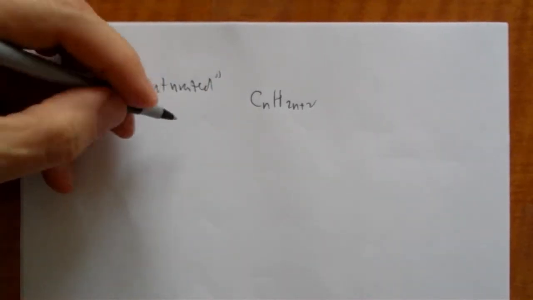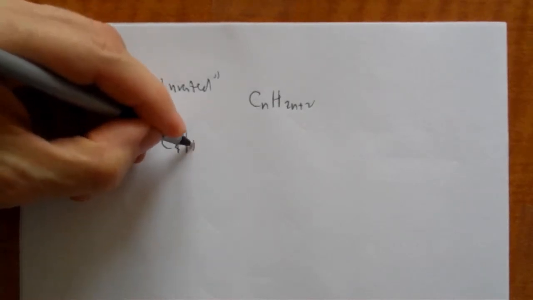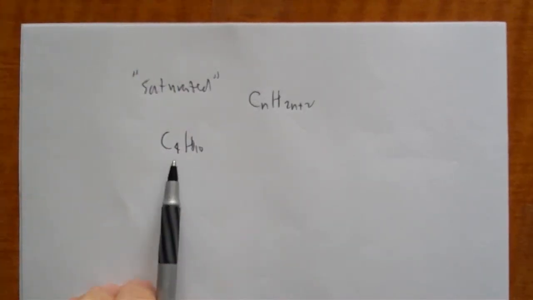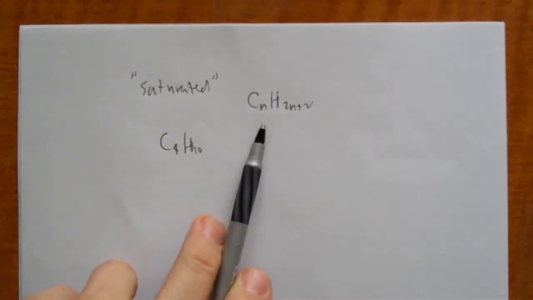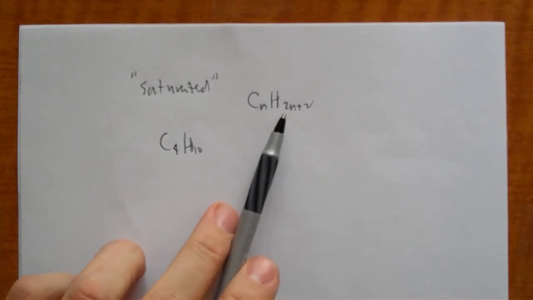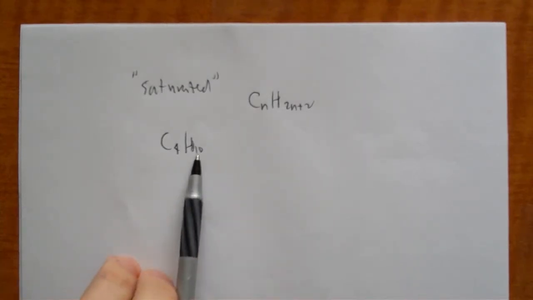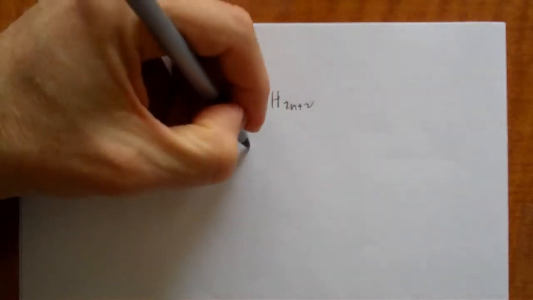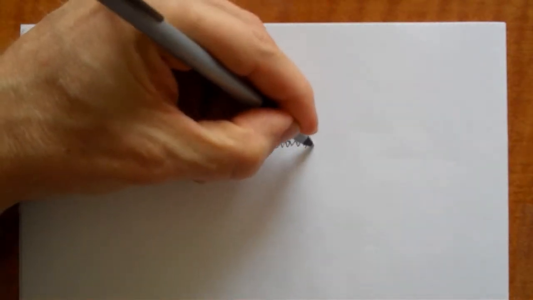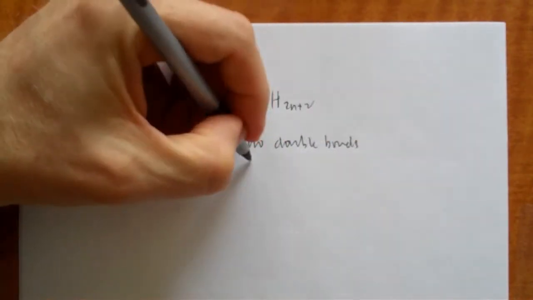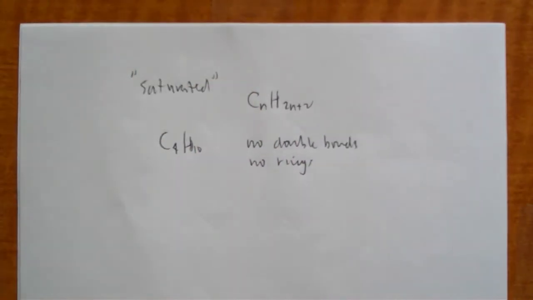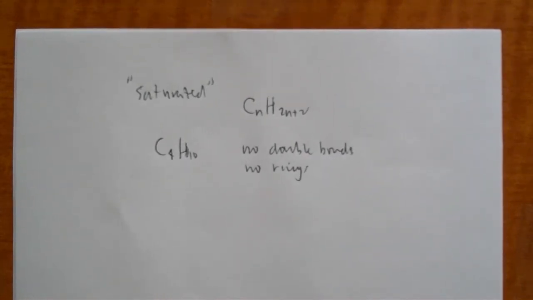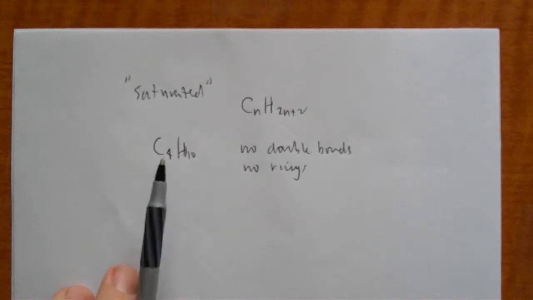CnH2n plus 2. So what do we mean by that? I start out with C4H10, and since it was C4H10, n is 4 here, and so 2n plus 2 is going to be 10. So I immediately know that there are no double bonds and no rings. Another way to look at this is that there are as many hydrogens as possible in here. As many as possible.